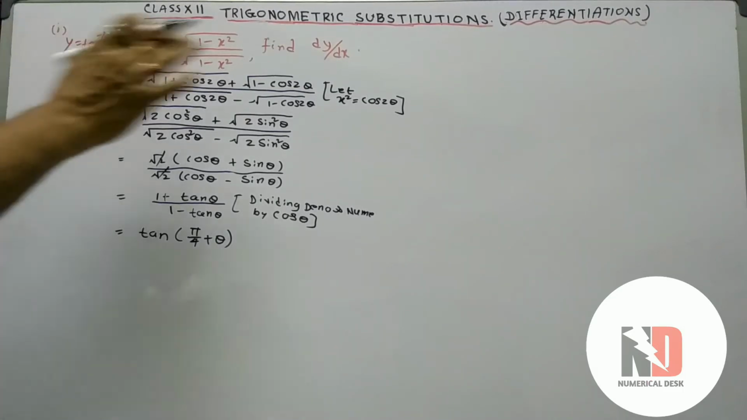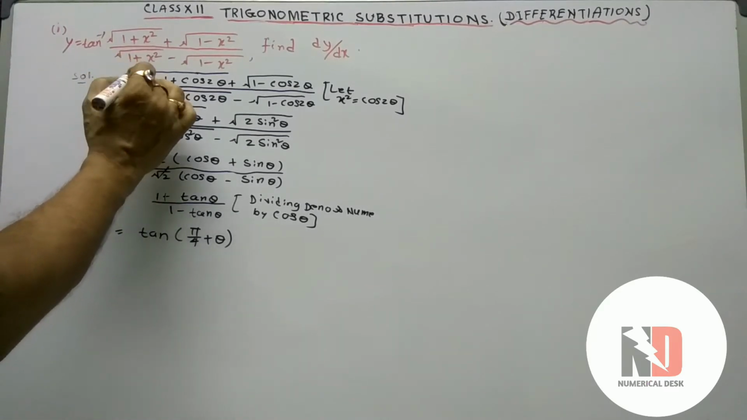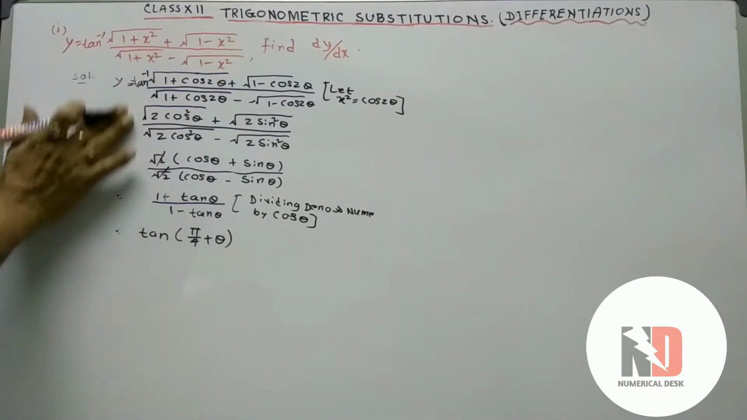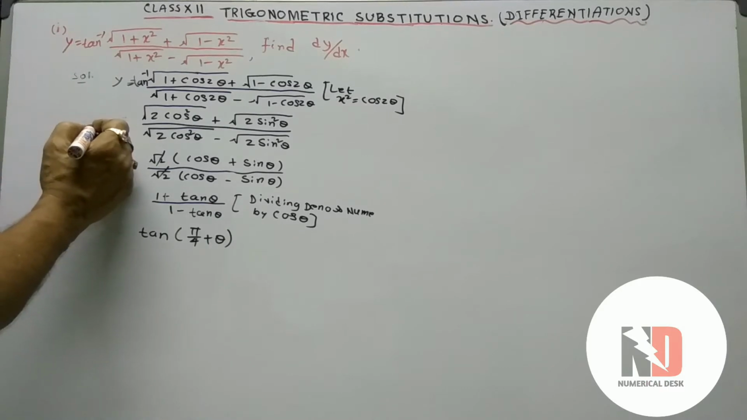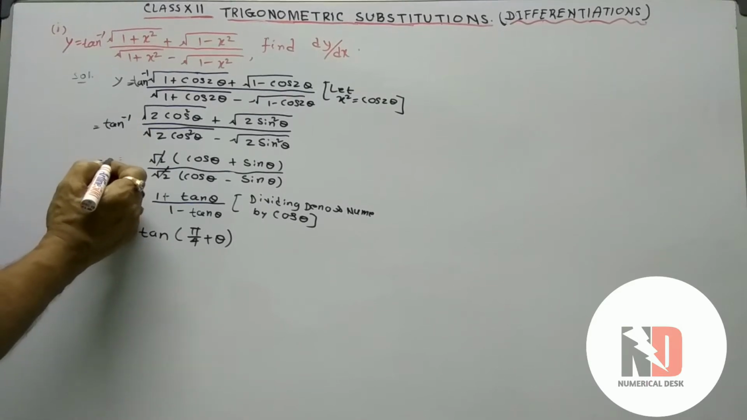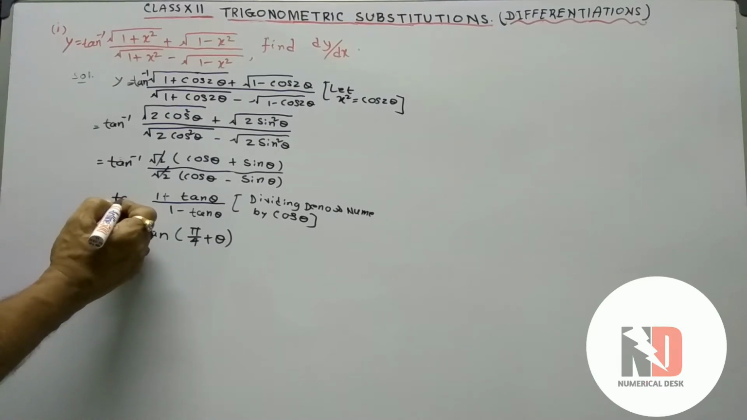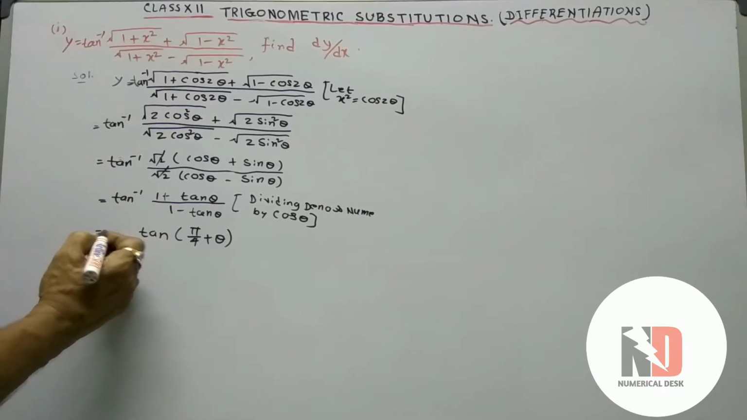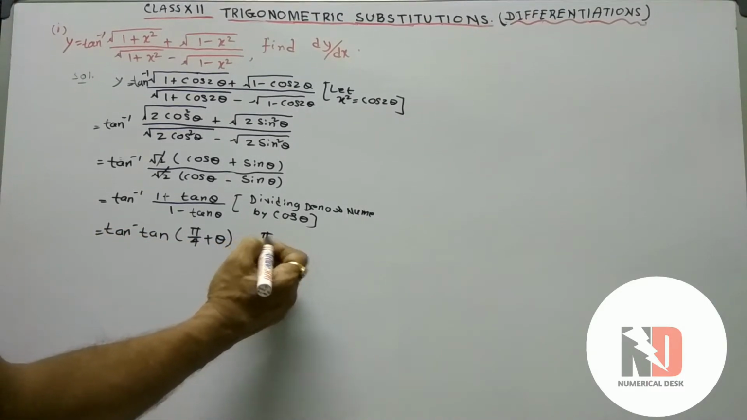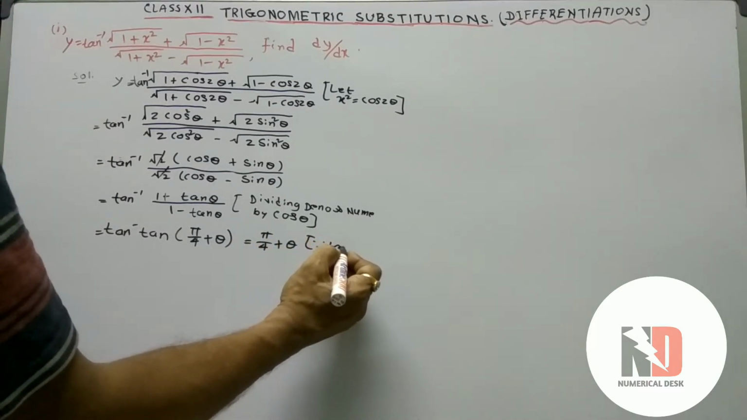Now let us proceed to the other part of this sum. Now carefully follow this sum. What to do in the next part? Oh, tan inverse again, this is not written. So there is a tan inverse in the beginning, so this tan is removed. So only pi by 4 plus theta remains.